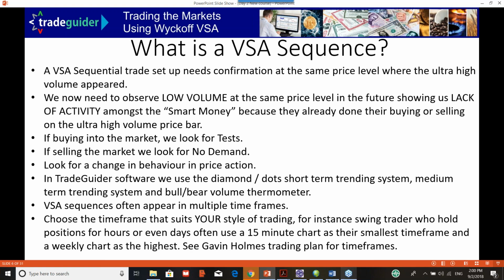Choose the time frame that suits your style of trading. For instance, a swing trader who holds positions for hours or even days often uses 15-minute charts as their smallest time frame and weekly as the highest. See Gavin Holmes' trading plan for time frames. We're going to go through that with the additions in part 2.